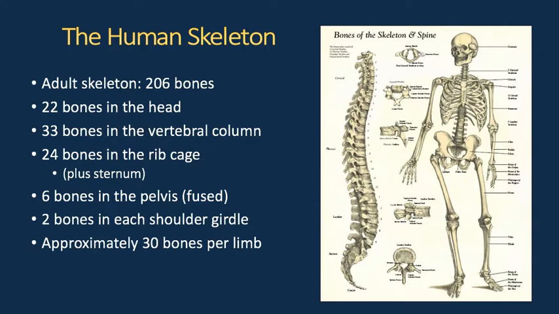The 33 bones in the vertebral column, the 24 bones in the rib cage plus the sternum, 6 in the pelvis, 2 bones in each shoulder girdle, and approximately 30 bones per limb. So the 30 bones per limb would include the arm bones and the leg bones, and then all the bones in the hands and feet.